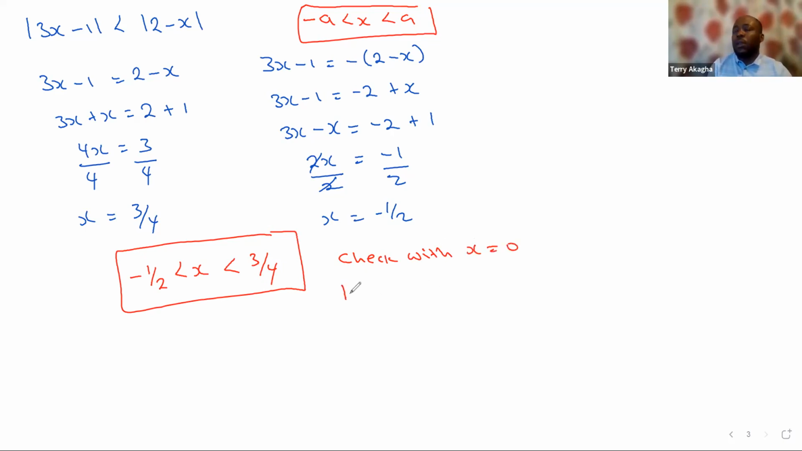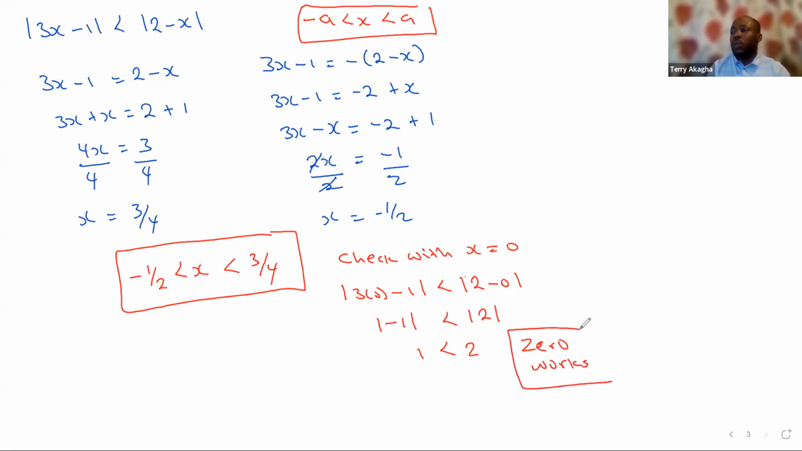So it's going to be 3, 0 minus 1 less than 2 minus 0. And I'll give you minus 1 is less than 2. Then 1 is less than 2. So as 1 is less than 2, definitely. So that means we can now say 0 works here. So 1 is less than 2.